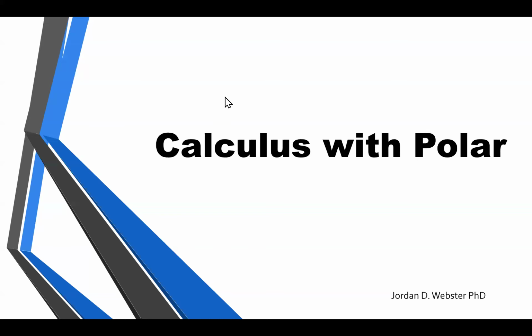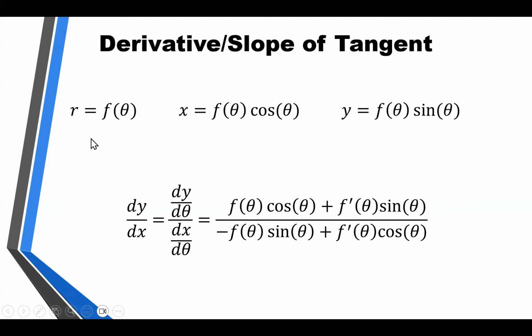In this video, we're going to take a look at how calculus is done with polar coordinates. So we're going to start out quickly here. We're going to dive right into finding the derivative or the slope of the tangent line when we have a polar graph. So assume we have a polar graph, that is one where r is equal to some function of theta.